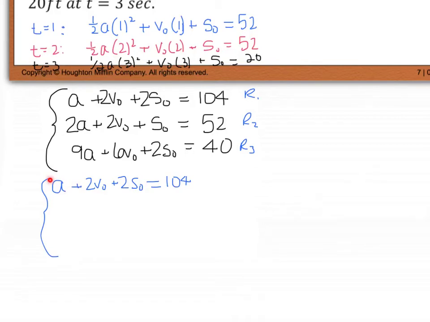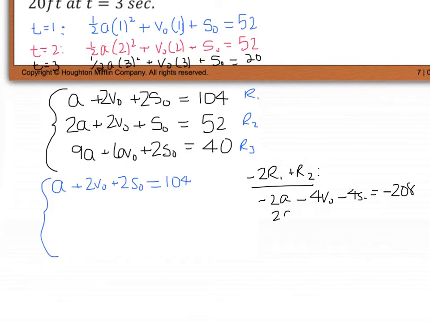So to do my new second equation, what I'm going to do is go negative 2R1 plus R2. So that gives me negative 2a minus 4v sub 0 minus 4s sub 0 equals negative 208. And I'm adding that to 2a plus 2v sub 0 plus s sub 0, which equals 52.